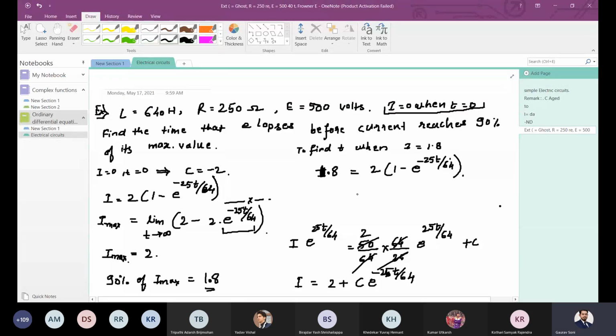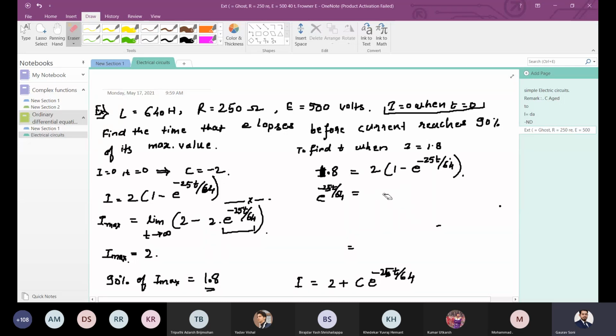So this 2 e to the power minus 25t by 64, 1 minus 1.8 by 2, 0.1. So 0.1 is the answer? Don't think so.